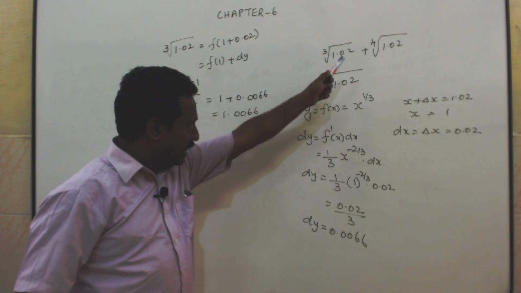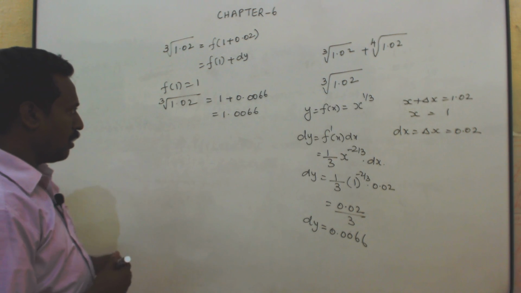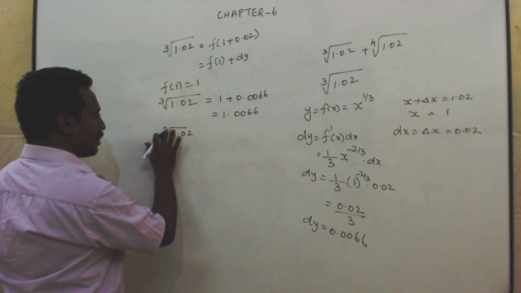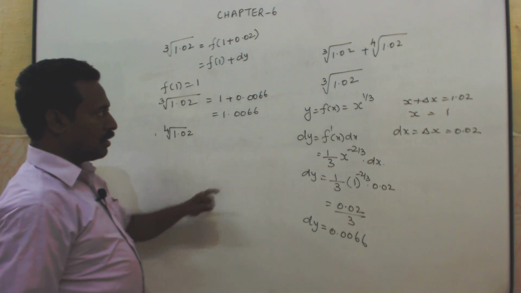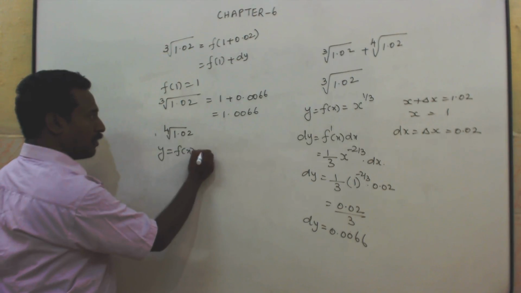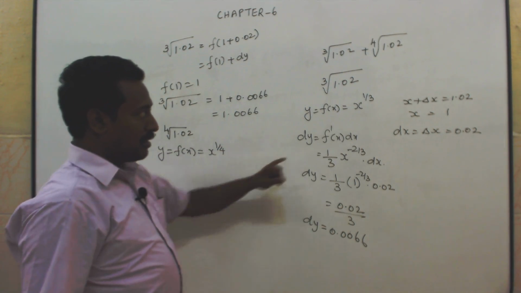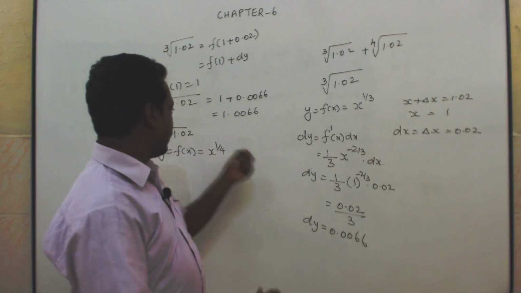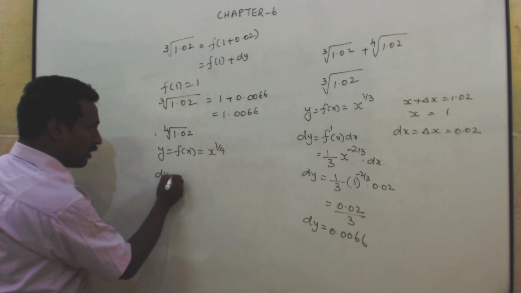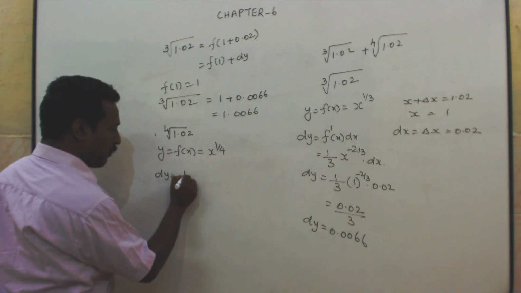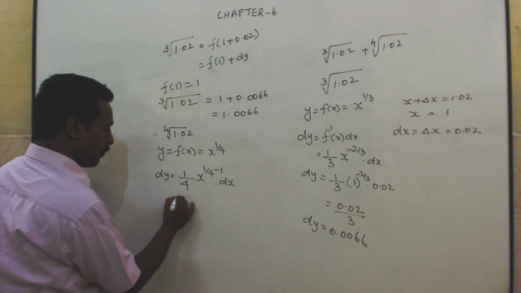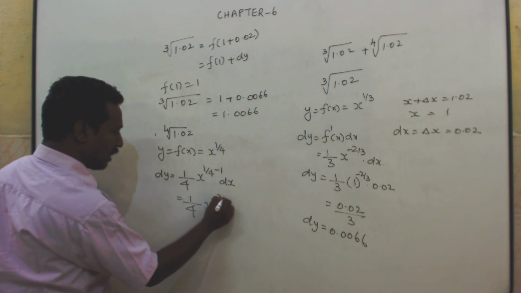Next, you have to find out the second part of the problem. y is equal to the cube root of 1.02. Instead of cube root, fourth root. Here only we have to change. y equal to f of x, x power 1 by 4. x and delta x, there is no change because here also 1.02. Then dy is f dash of x dx, same formula: 1 by 4 x power 1 by 4 minus 1 into dx. That is 1 by 4 x power minus 3 by 4 into dx.